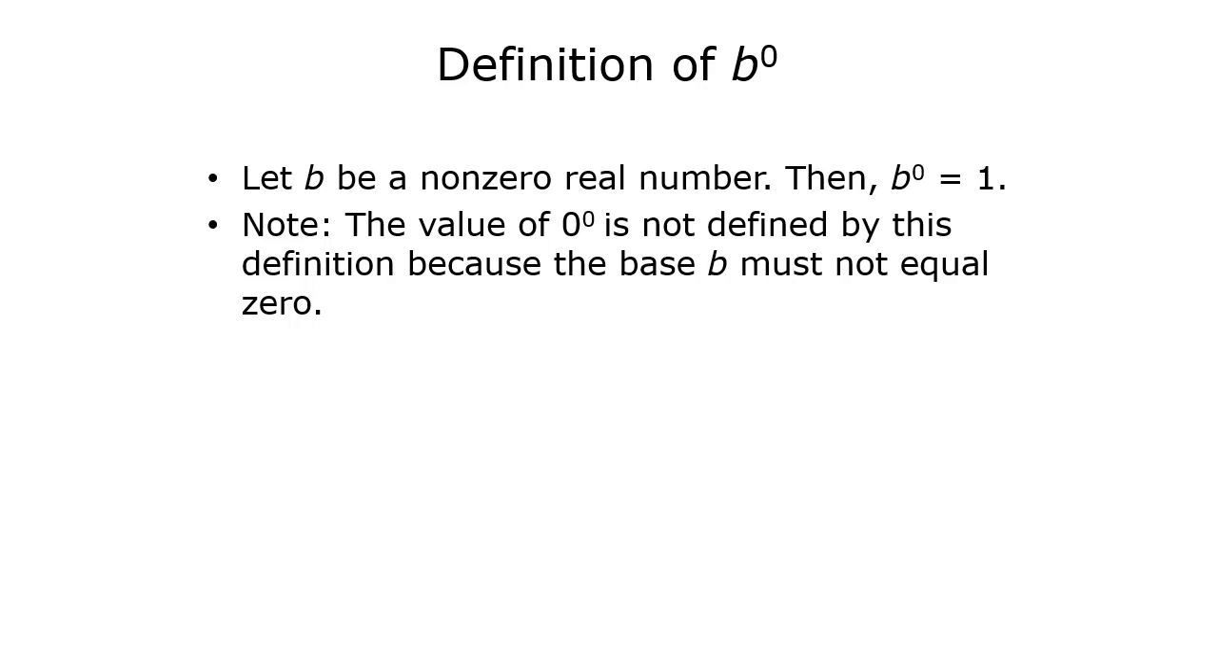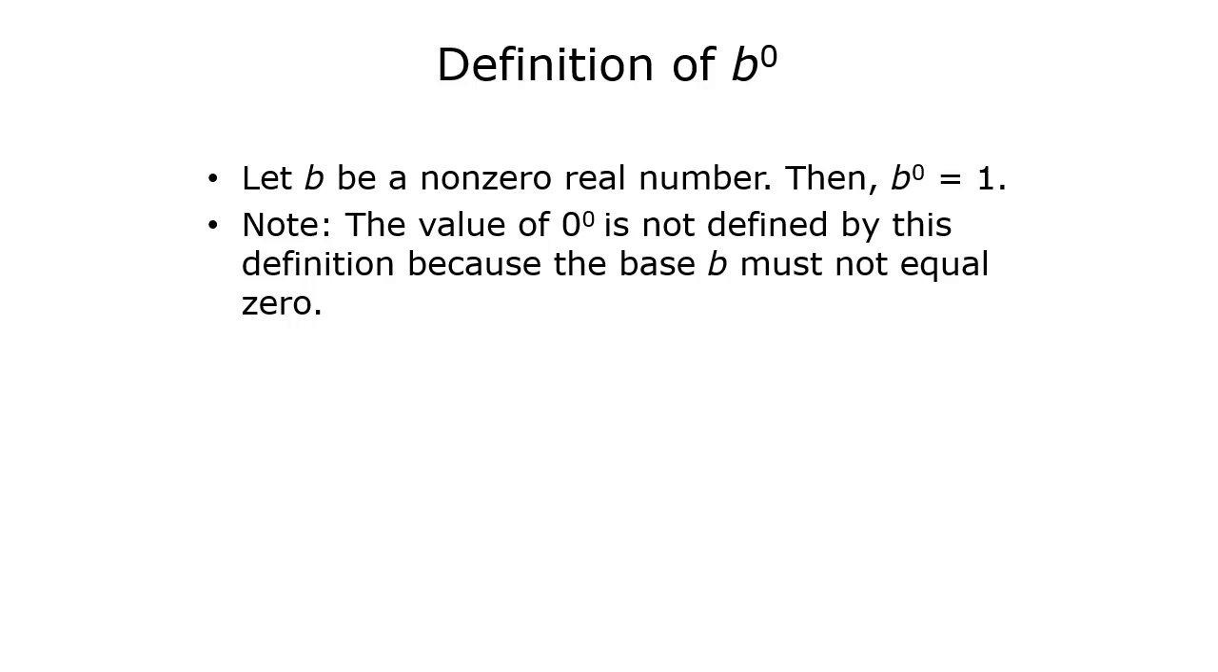0 raised to the power of 0 really isn't defined at all. Some people argue that it's just 0 because 0 to any power is still 0. But it's one of those things that you're never going to see, so there's no point in even worrying about it. But in any case, anything else is going to be 1.